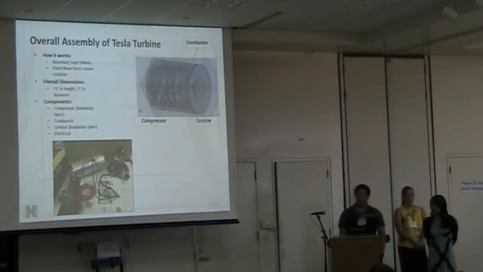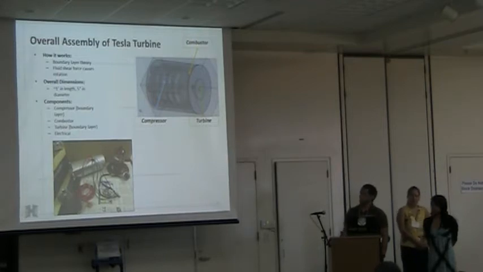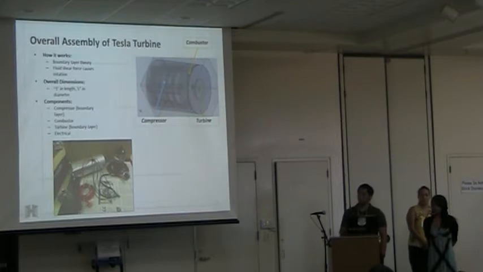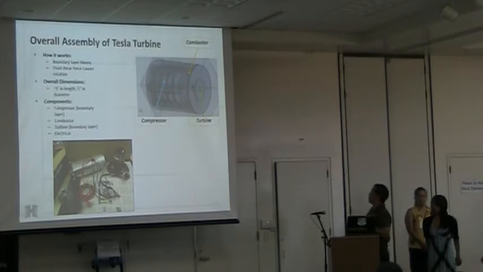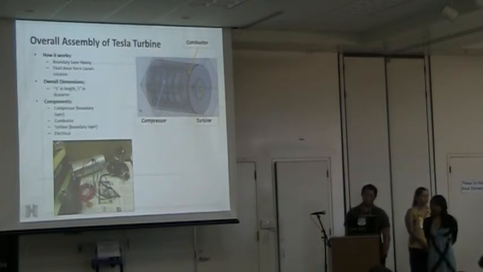In the blade gas turbine, fluid is forced through blades, which causes rotation. In this case, fluid flows perpendicular to the shaft, causing rotation by flowing in between these discs that you see in the picture on the top right. This is a consequence of boundary layer theory, which states that there is a shear force that exists between the walls of the disc and the passing fluid. This shear force causes rotation.